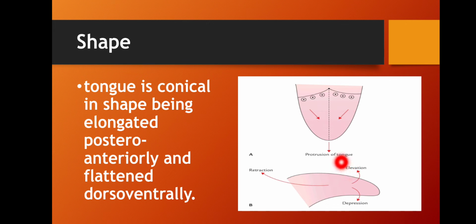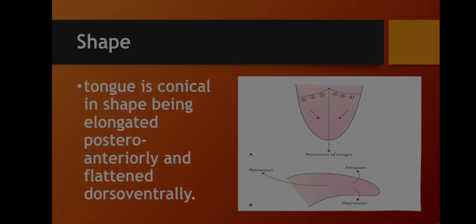Okay, I repeat, the tongue is conical in shape, this is the posterior border, this is the anterior border, it is elongated posterior-anteriorly, and this is the dorsal one, the below is the ventral one, it is flattened dorsoventrally. So the tongue is conical in shape, elongated posterior-anteriorly and flattened dorsoventrally. So this is the shape of the tongue, right?